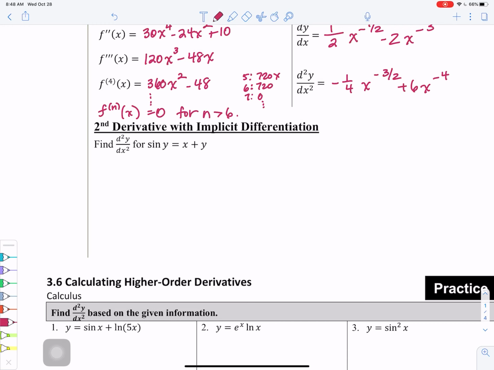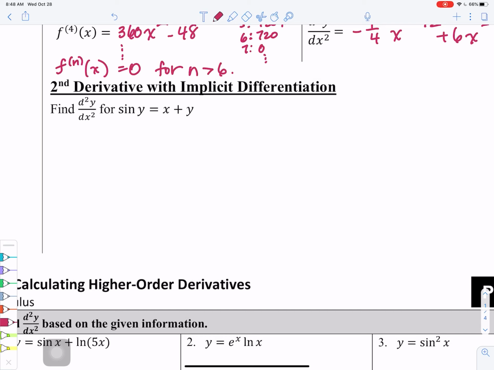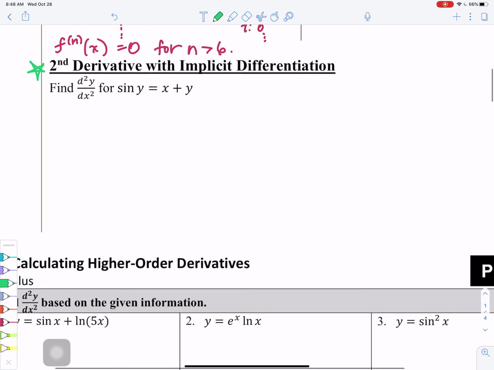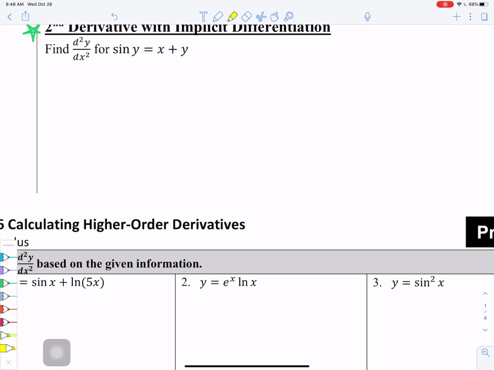Let's talk about the second derivative with implicit differentiation, and this is important. This is a biggie. There's one very important step. Of course, they're all important steps. Let's take a look. Okay, so we have sine of y equals x plus y. So the derivative of the sine of something is the cosine of something multiplied by the derivative of the something. You could just say y prime. That's equal to 1 plus dy/dx.